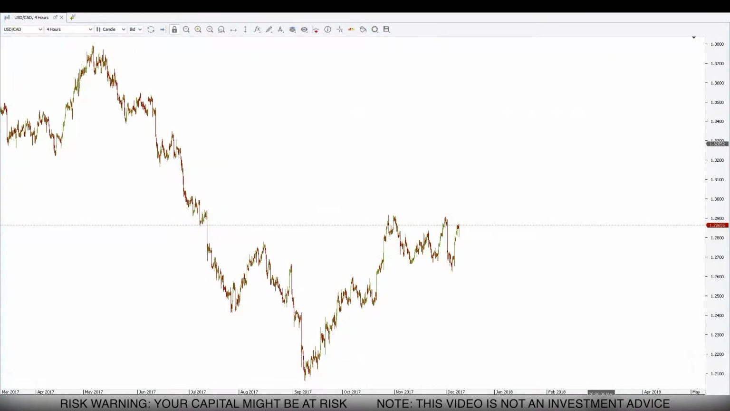Hello there again. This is binary options trading strategies. This time we'll use a classical technical analysis pattern. It's called a wedge and it forms extremely often on various currency pairs, on various time frames.